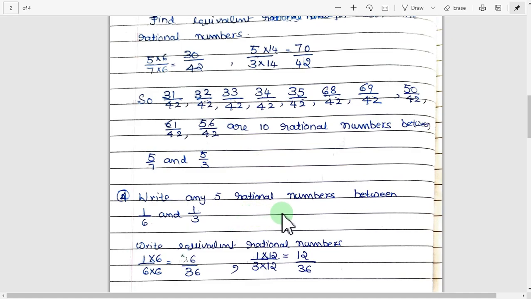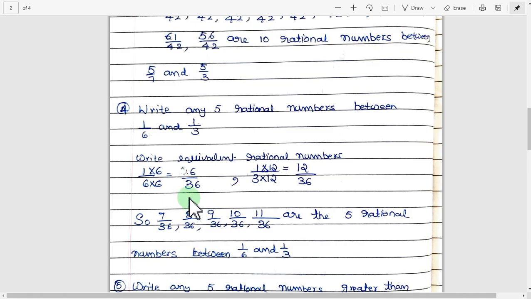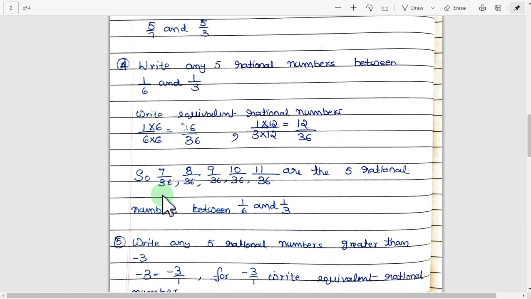Next, write any 5 rational numbers between 1 by 6 and 1 by 3. Again, similar sum. So I have multiplied by 6 here, 36 I got. So now I have to think, for 3 which number I have to multiply to get 36. So 12. So same number. So in between that, these are the 5 rational numbers.